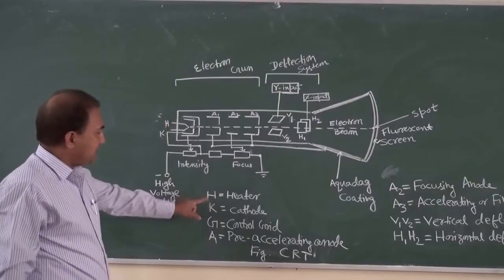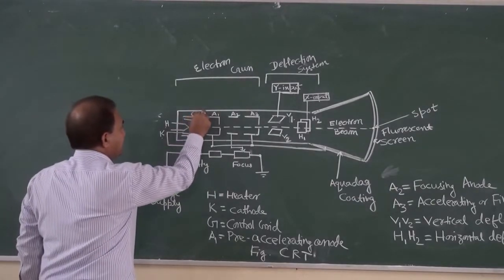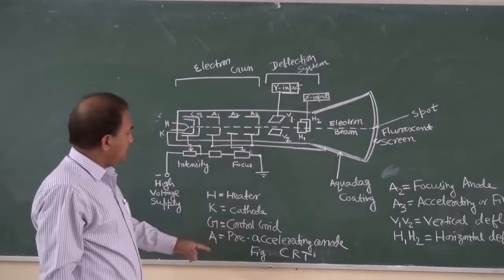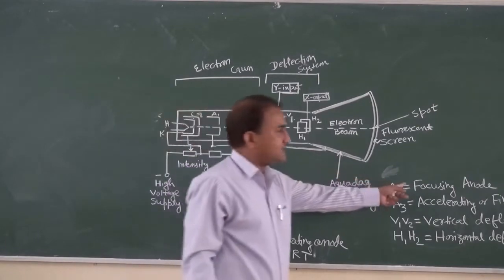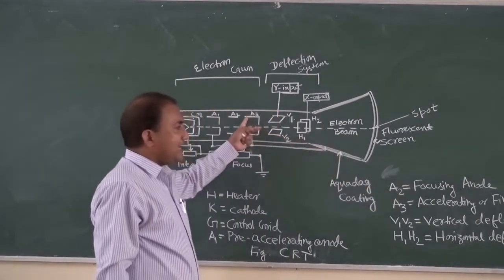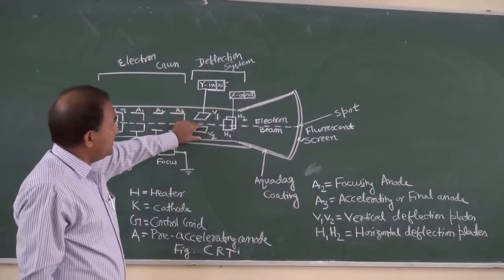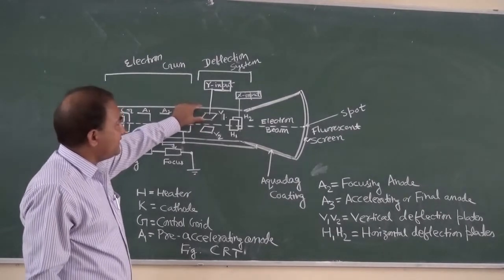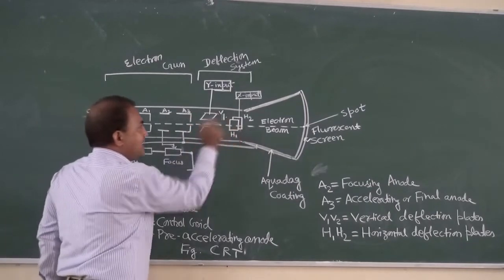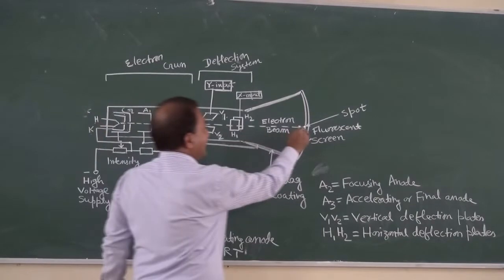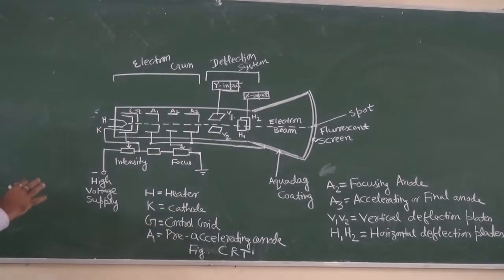In this diagram, H stands for heater, K stands for cathode, and Z stands for control grid. A1 is the pre-accelerating anode. A2 is the focusing anode. A3 is the accelerating or final anode. These are the deflection plates. This is the vertical deflection plates, V1 and V2. These are the two vertical deflection plates and these are the horizontal deflection plates. And this is the electron beam, the spot on the fluorescent screen. So this is the diagram of a CRT.